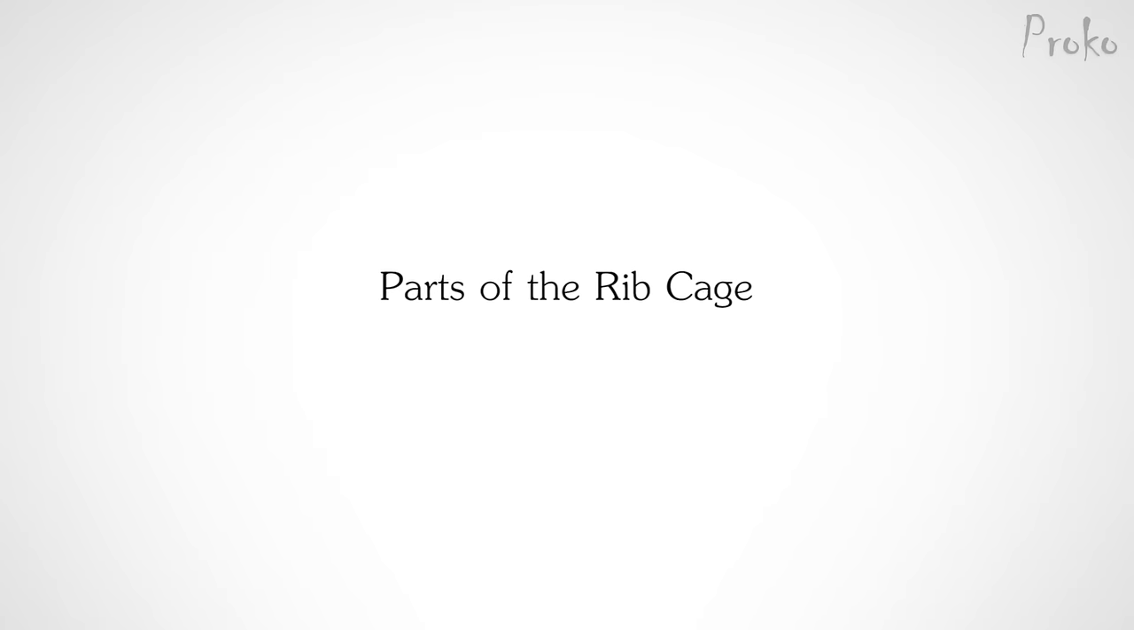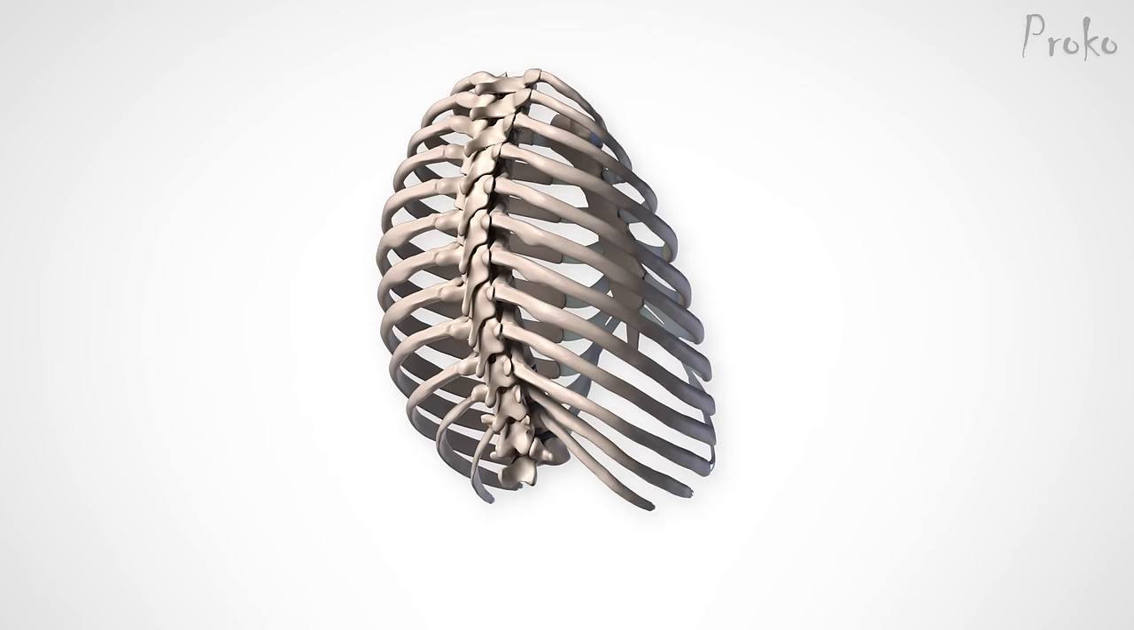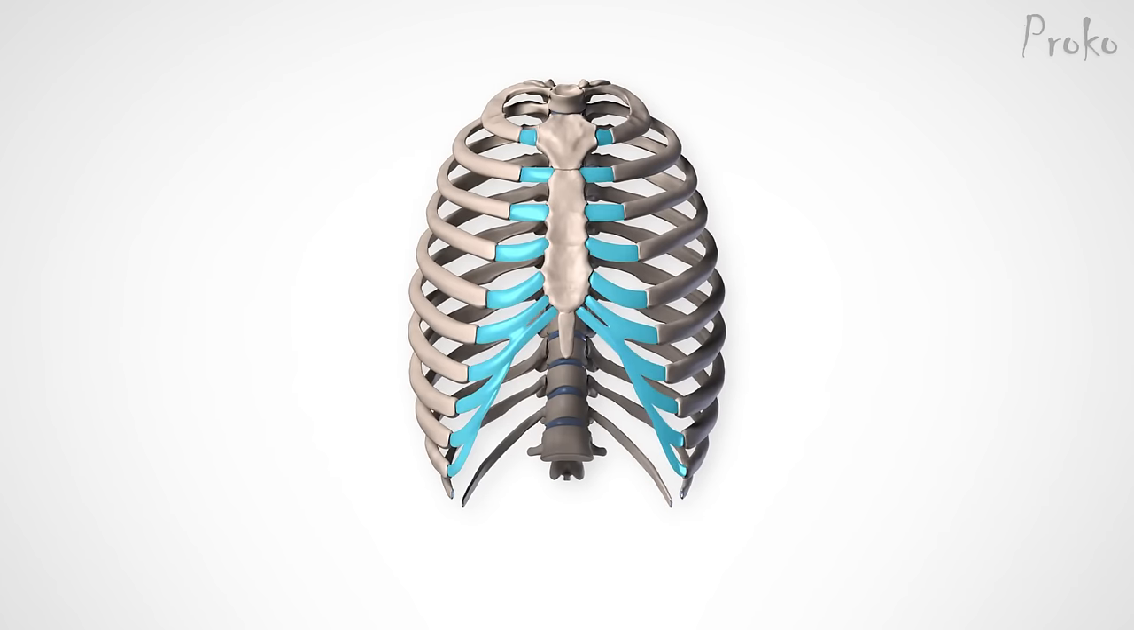Parts of the ribcage. The ribcage is made up of the thoracic vertebrae, which we already covered, 12 pairs of ribs, each connected to a vertebra, the costal cartilage, and the sternum.